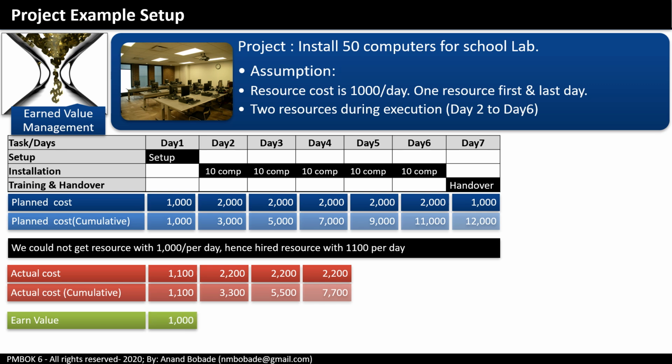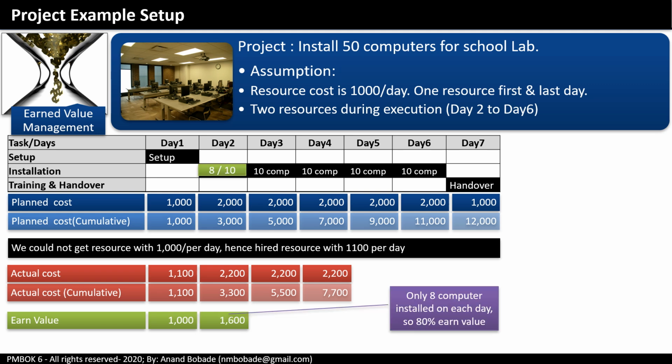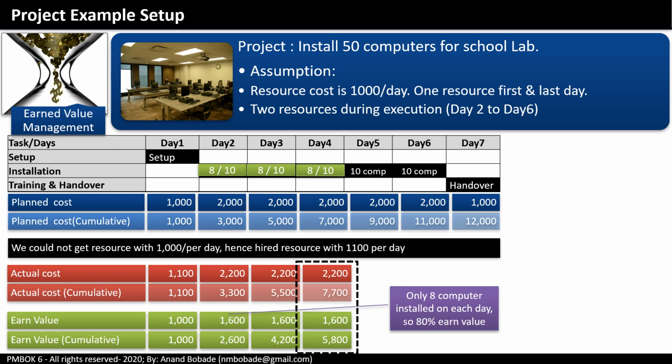Day 2, you planned for 10 computers, but the team installed only 8. That's 80% work. EV equals 80% of 2,000, equals 1,600. Day 3, again 8 computers, EV equals 1,600. Day 4, same, EV equals 1,600. So by the end of day 4, cumulative EV equals 5,800. Let's summarize. PV equals 7,000, AC equals 7,700, EV equals 5,800.